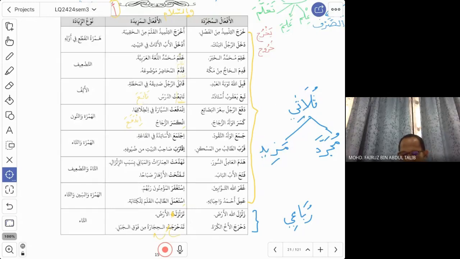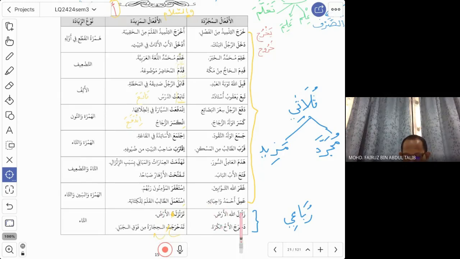So again, I repeat, sulasi refers to the 3-letter fi'il. Mujarrad means without any additional letters. Mazid, with additional letters. Okay, so these are all sulasi, mujarrad, and mazid. And rubai, the last 2 examples, these are the rubai fi'il.